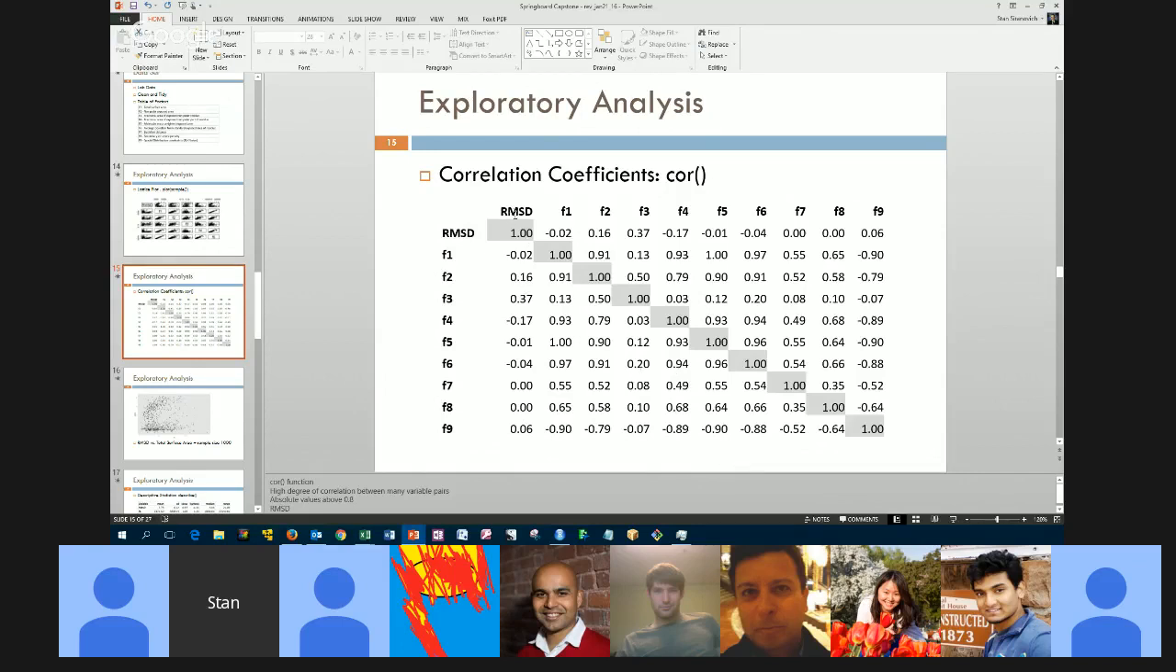The other thing to note is the correlation coefficients of the RMSD with the various predictor variables, our factors. They're quite low, unfortunately. The highest one here is with F3 at 0.37, so we take note of that and some of the other larger numbers, F2, 0.16, and we're going to use that in our further analysis.